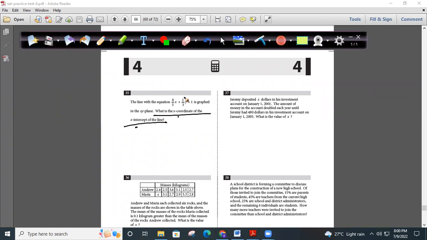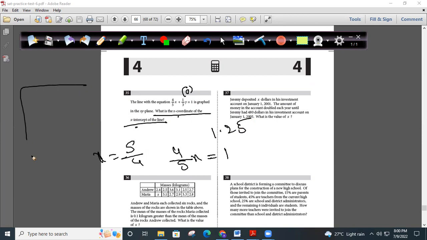I told you what is the meaning of x coordinate. Put the value of y as equal to 0. So 4 by 5x plus 0 is equal to 1, or x is equal to 5 by 4, or 1.25. In the exam you need to grid in.